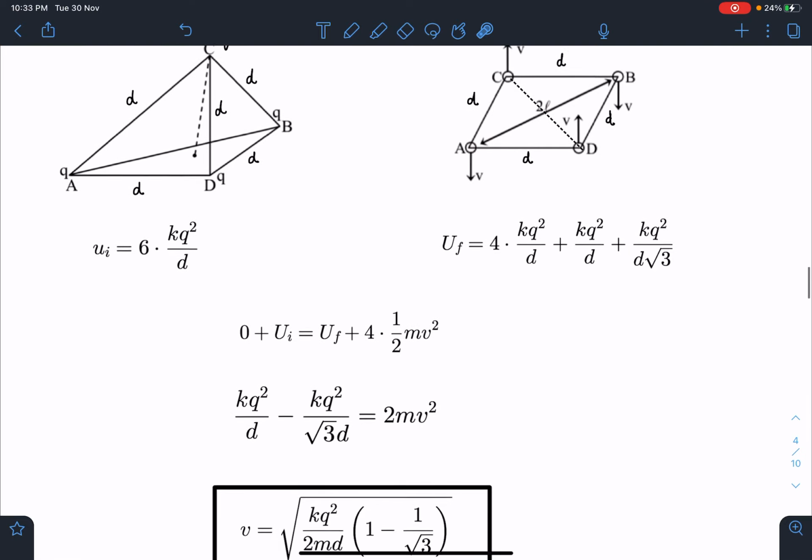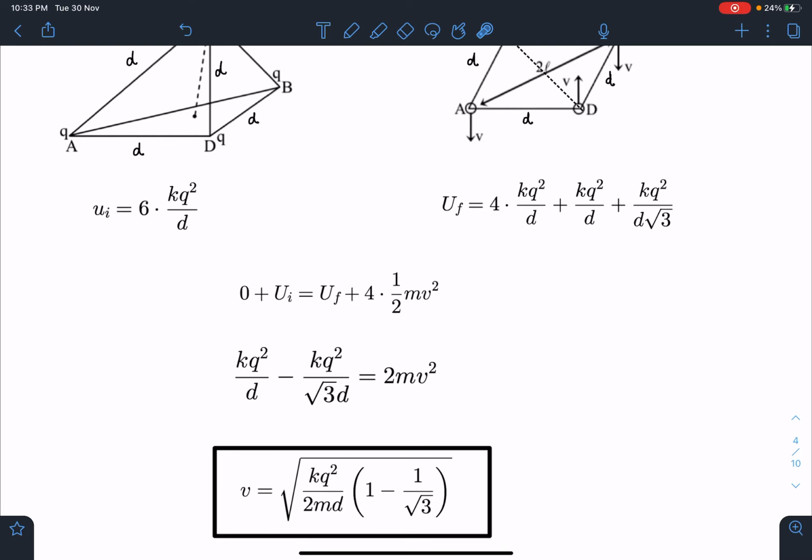So once we know this initial and final potential energy, we can conserve energy here, and just by substituting the values, we are going to get V as the square root of kq square by 2md times (1 minus 1 by root 3). So this is going to be the final answer, and this is going to be the maximum speed of charge A.